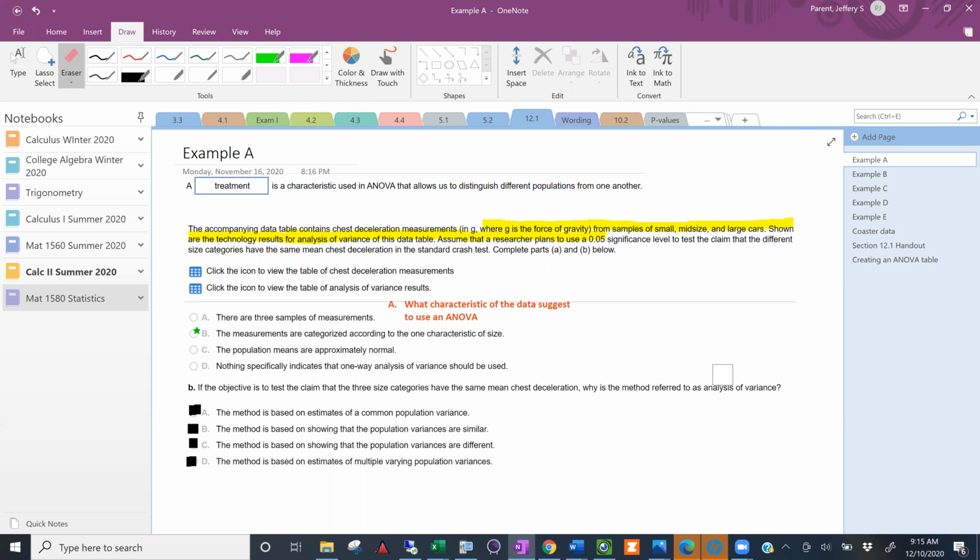You can use analysis of variance for 2 different categories or factors, but then it kind of defaults into the stuff that we did in section 9.3. Yeah.